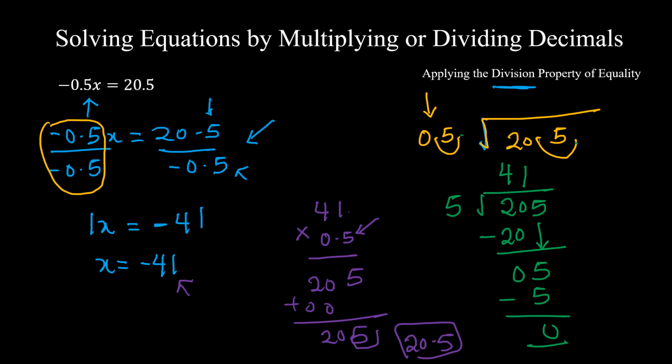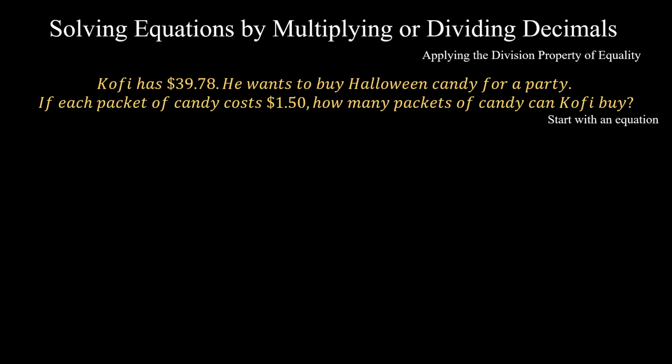Okay, why don't we go to the next question? Okay, so let's do a word problem here. I love word problems. Here we have Kofi has $39.78. Now, Kofi is a Ghanaian name of a boy born on Friday. So that's a fun fact. Any boy born on Friday could have the name Kofi. Okay, so Kofi has $39.78. He wants to buy Halloween candy for a party. If each packet of candy costs $1.50, how many packets of candy can Kofi buy?